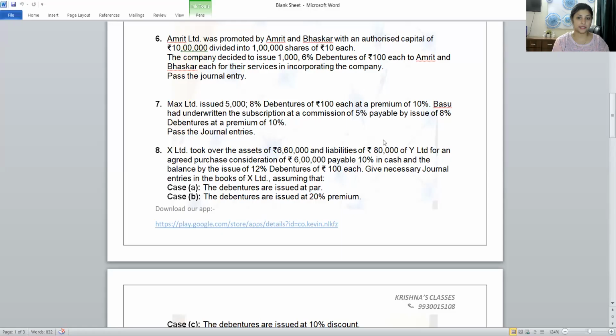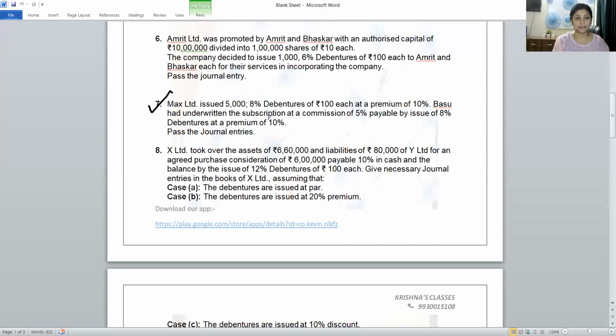We are meeting in another session of issue of debentures. So in the last video, we had discussed how we pass entries when issue of debenture is done to the underwriters for underwriting commission. Now let us solve one question to have a better understanding of this entire concept. So we are seeing question number 7 from here.